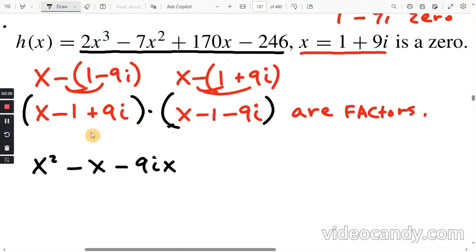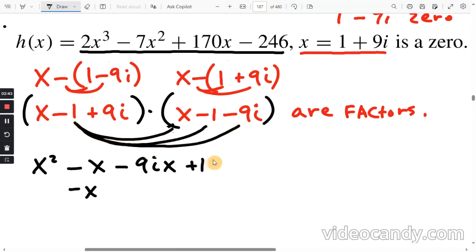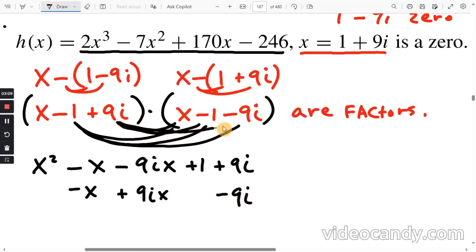All right, and let's see what else. Distributing negative 1 times x is negative x. I'm going to write it underneath. Negative 1 times negative 1 is positive 1. Negative 1 times negative 9i is positive 9i. All right, one more. 9i times x is positive 9ix. 9i times negative 1 is negative 9i. Okay, notice I'm writing it under the like terms. And 9i times negative 9i is negative 81i squared, because 9 times negative 9 is 81, and i times i is i squared. Recall that i squared is the same as negative 1. And negative 81 times negative 1 is positive 81.